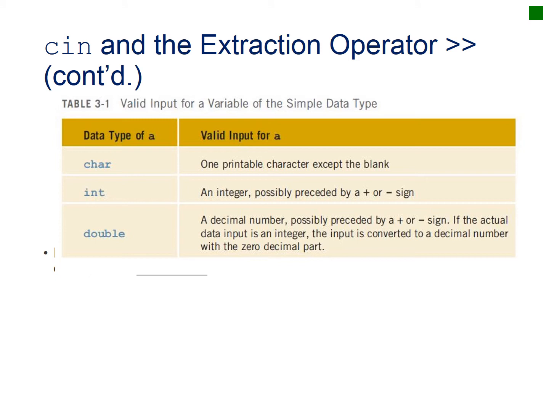Table 3-1 provides us with valid input examples for a variable of the simple data type. For example, char is one printable character except the blank. Int is one integer possibly preceded by a plus or a negative sign. Trying to enter a character value into an integer or double variable causes a serious error. This is called input failure.